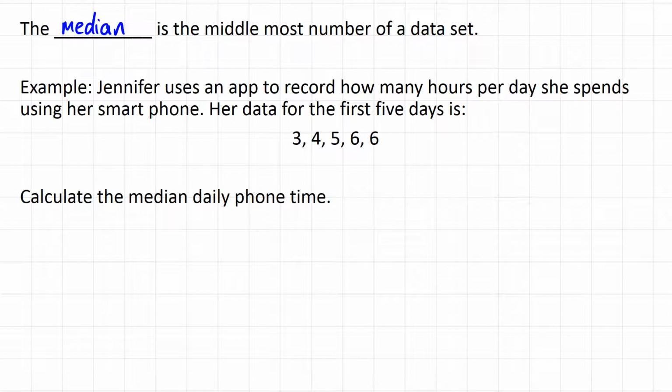So the median daily phone time is going to be the middlemost of those numbers. Now they're already in order. So basically what we can do to find the middle is we can either count them out and go to the middle number, or what I like to do is cross off the first one and the last one. That's going to narrow me into the middle, and then the second one and the second to last one. And that leaves me there with the median number of 5. So the median is equal to 5, or 5 hours.